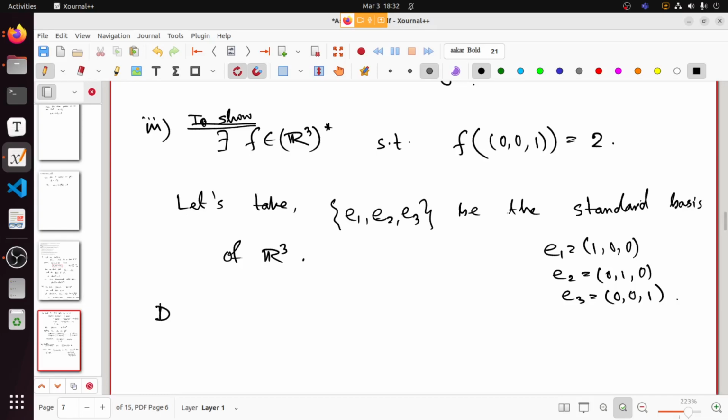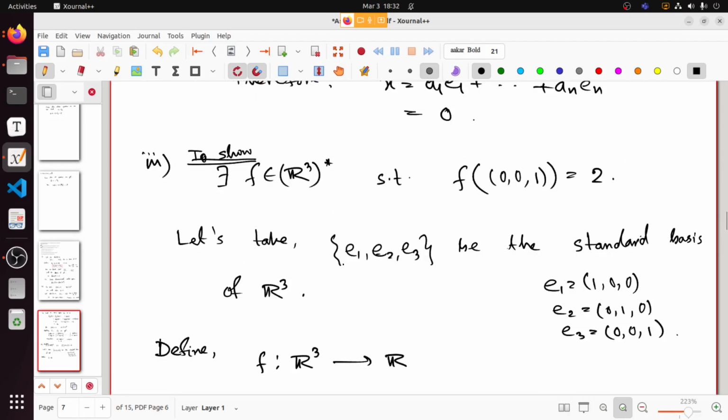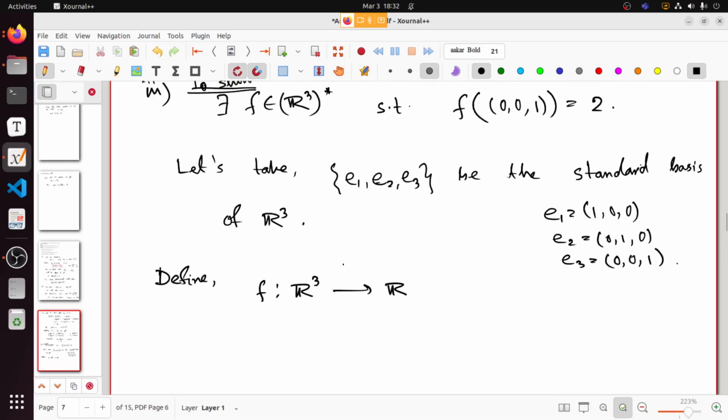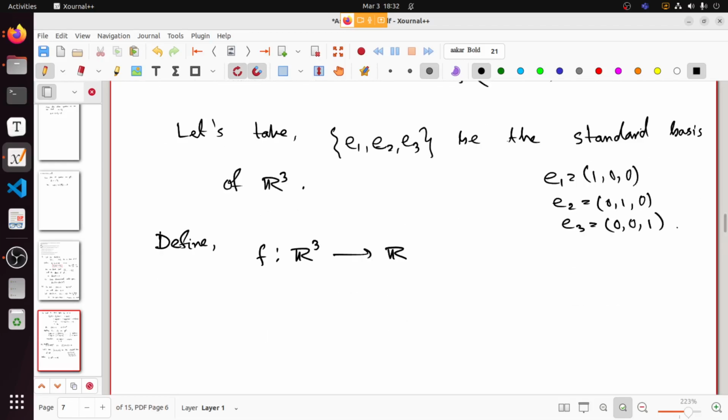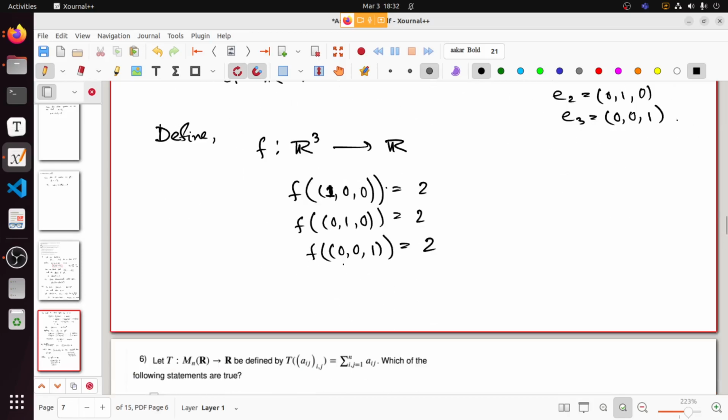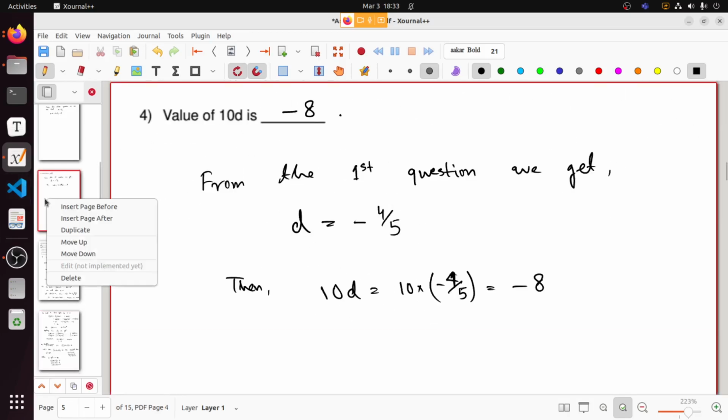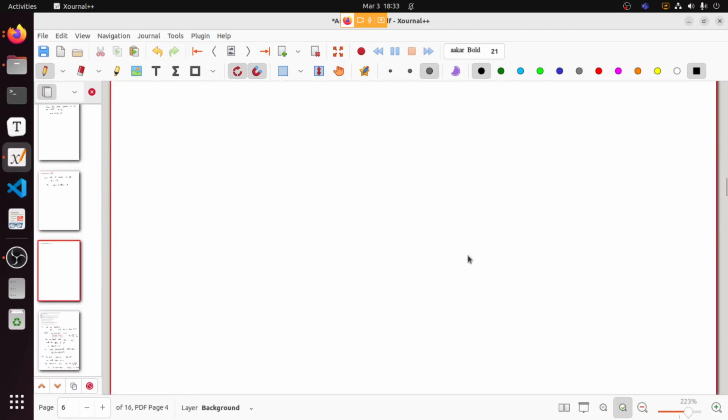So let's define f from R3 to R. First we want at (0, 0, 1) it should be 2, and so we can define 2 on all the other basis vectors as well. So let's define f of (1, 0, 0) to be 2, and f of (0, 1, 0) also 2, f of (0, 0, 1) to be 2. So we have defined it on the basis. Now how will we extend it to the whole R3? Just linearly.